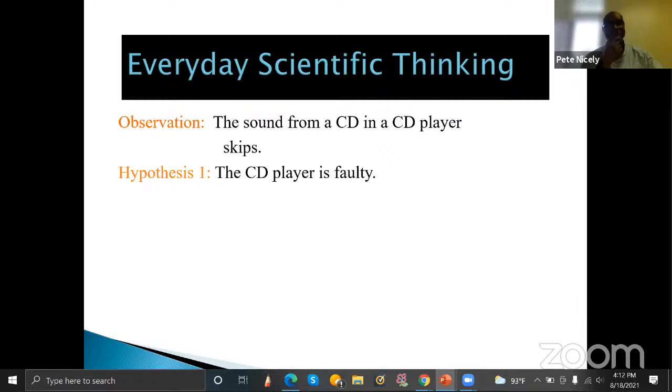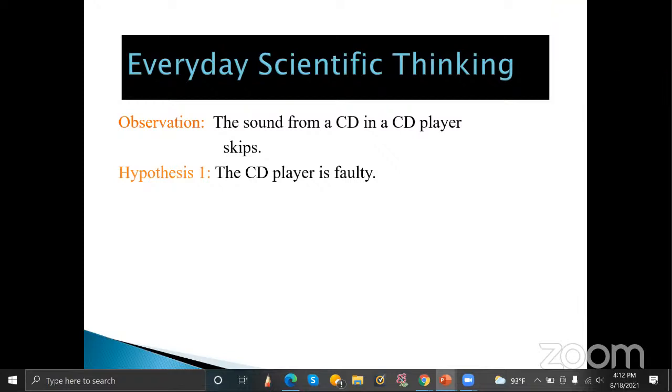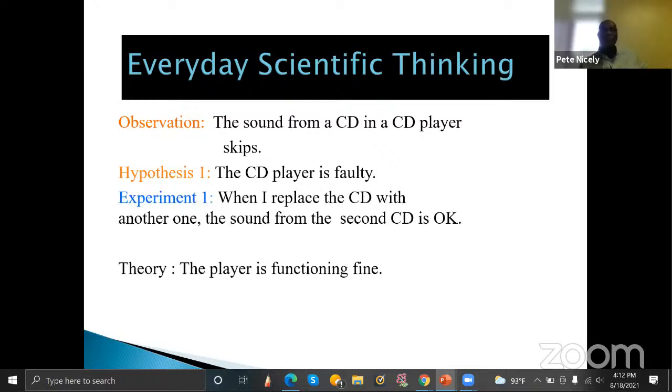Try a different CD. I'm sorry? Try using a different CD. Exactly. So if you put in a different CD, replace the first CD with the second one, then you can tell whether or not it is actually the CD player that is faulty.